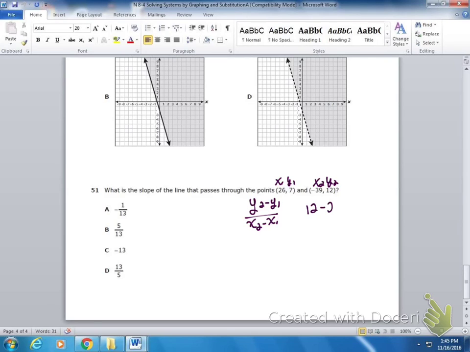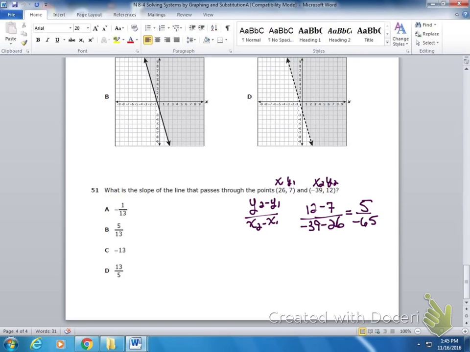That's 12 minus 26 over negative 39 minus 26. So be careful. Put these in your calculator correctly if you need to use it. 12 minus 26 is negative 14. Negative 39 minus 26. Did I mess that up? I did. Oh my goodness, guys. Y'all should have said something. Let's see, it's 12 minus 7 on top. If y'all need to fix that, go ahead. 12 minus 7 is 5. Negative 39 minus 26 is negative 65.